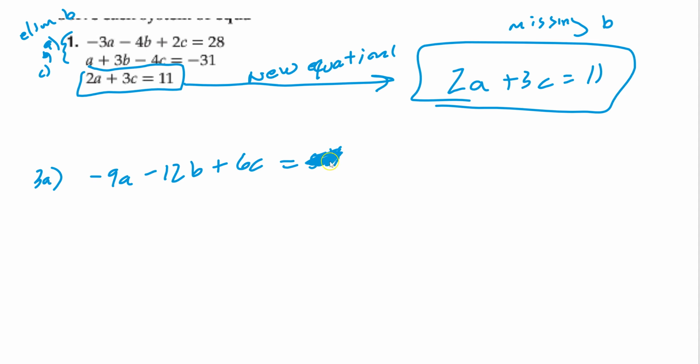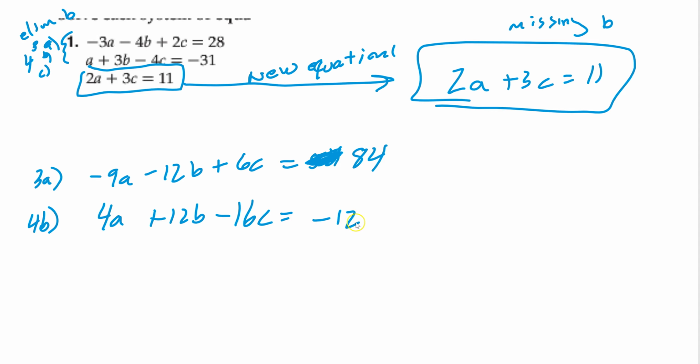Whoa, not 54. Sorry, 84. And then we're going to multiply the second row here by 4, so the b's could cancel out. So I want the b's to cancel out. So 4a plus 12b minus 16c equals 4 times that. It's negative 124.